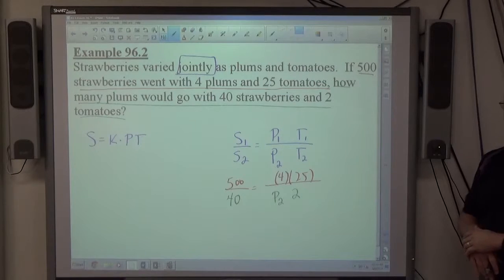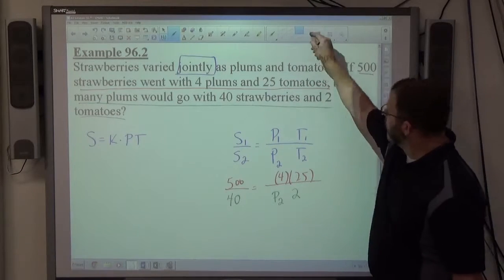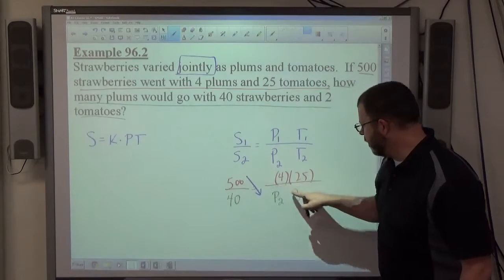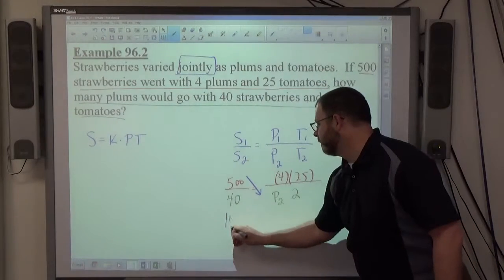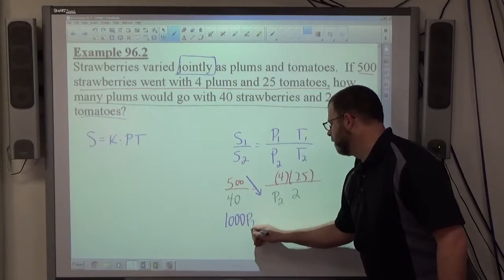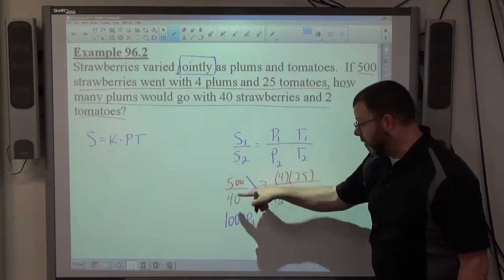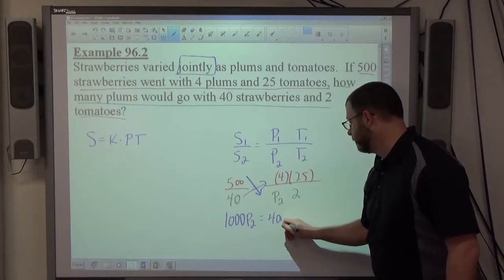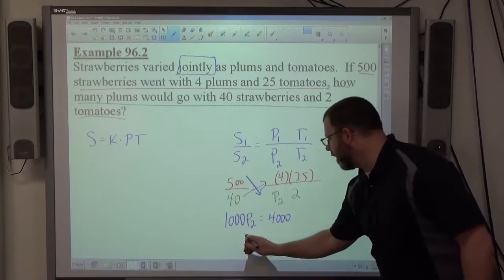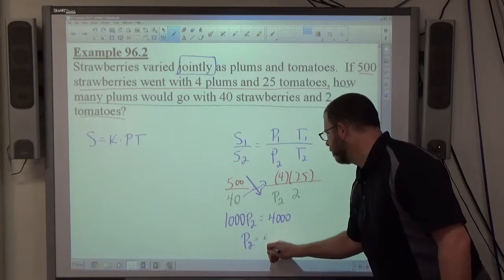This time I'm not going to reduce first, I'll just cross multiply as is. So this product, 500 times 2 is 1,000 times P2, is equal to this product. 4 times 25 is 100, times 40 is 4,000. We divide both sides by 1,000, P sub 2 is equal to 4 plums.